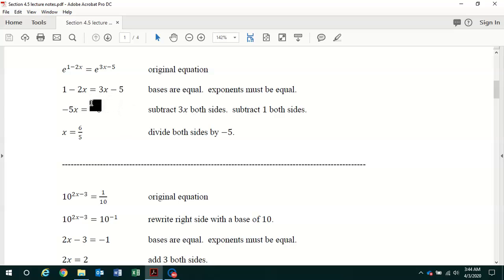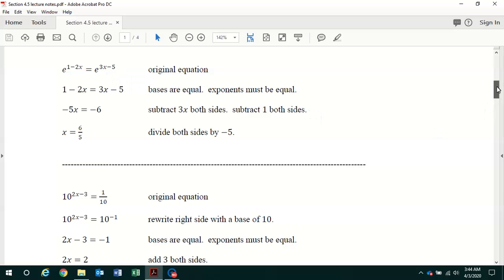And now, again, that's a linear equation in the variable x, and we just solve for x. Subtract 3x from both sides, subtract 1 from both sides, and we get minus 5x is equal to negative 6. Divide both sides by negative 5, and we get x is equal to 6/5. So 6/5 put in for x in the exponent on the left, and in for x in the exponent on the right, will make the value of the exponent on the left equal to the value of the exponent on the right.